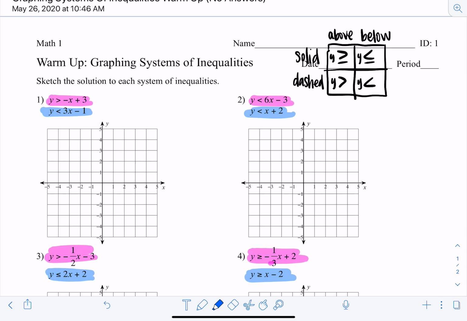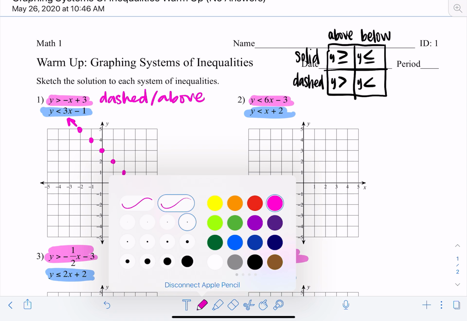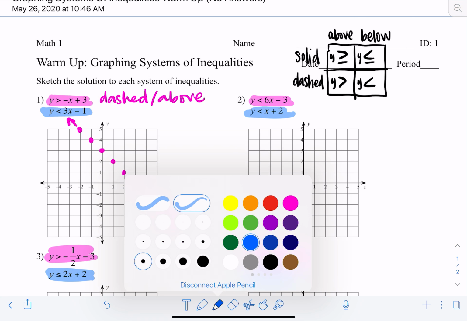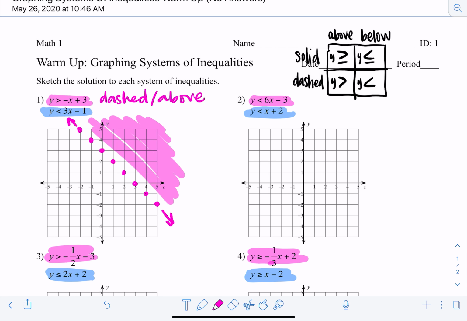All right, so if I think about starting with the pink line, the first one is going to be starting at the number 3, and the slope is -1. So I'm going to put all these dots for my first pink line here. If I'm just thinking about the first line, this one's going to be dashed and it's going to be shaded above.